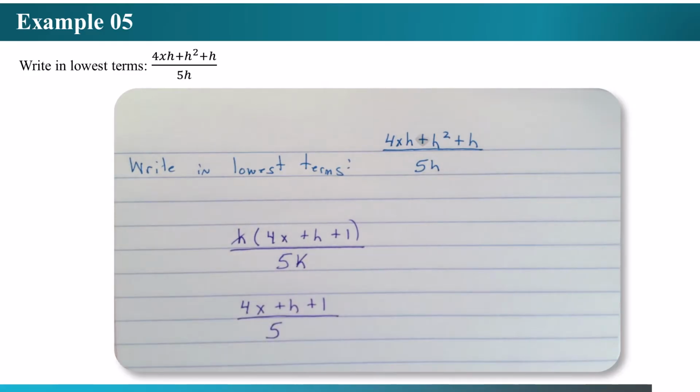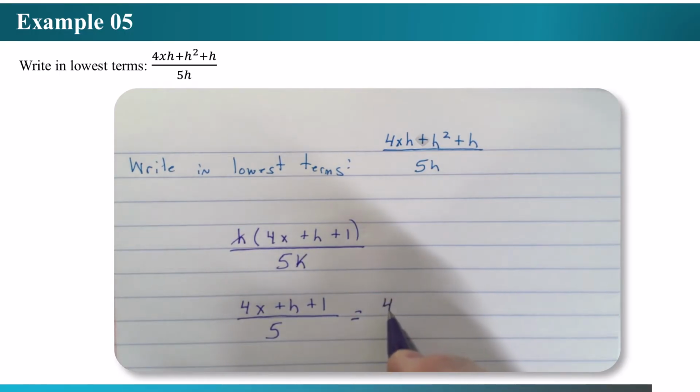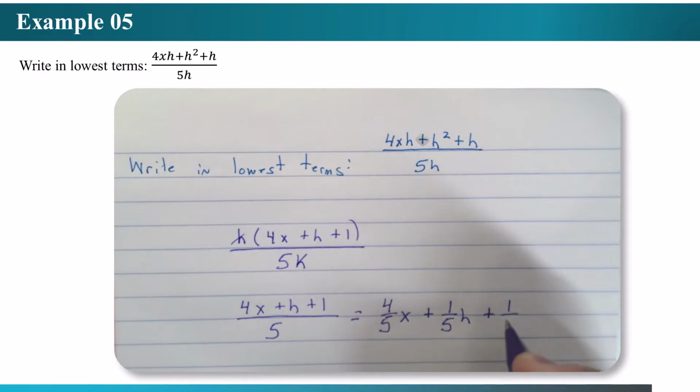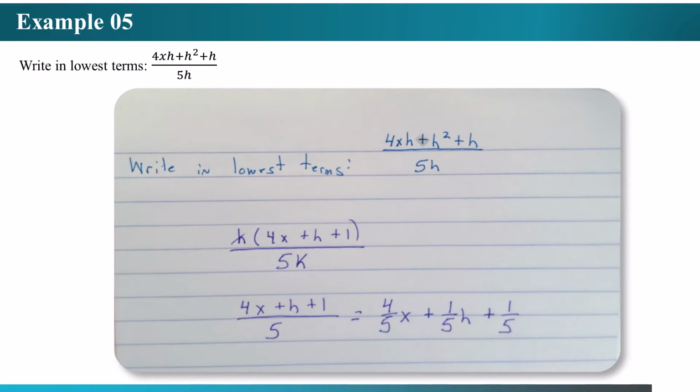Now we might take this one step further, and this is something that we often see in calculus, is that we want to take these types of expressions and break them down a little bit more. So I can write this as, let's see, I've got 4x over 5, so I'm going to write that as 4/5 x. Then I've got h over 5, so I'm going to write that as 1/5 h. And then I've got 1 over 5 over here, so I'm going to write that as 1/5. And I've got an expression here that's in lowest terms, and it's pretty much as simplified as we can possibly get it.